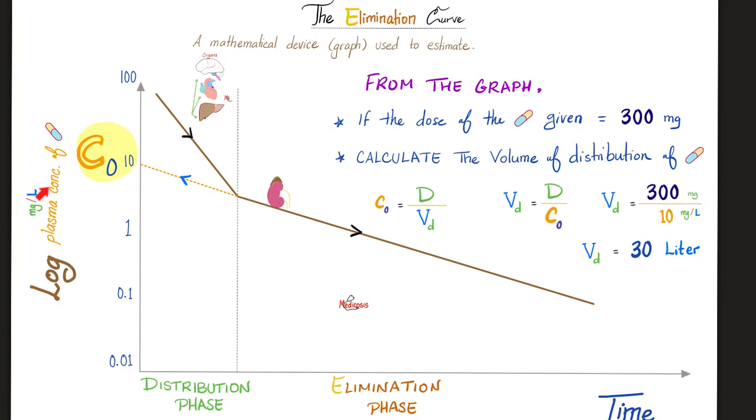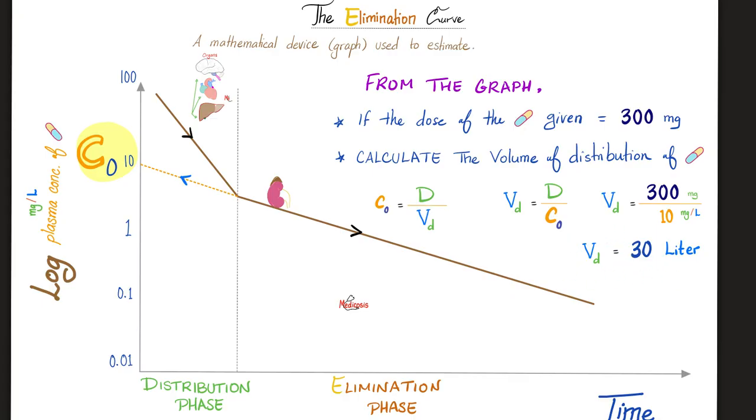10 of what? 10 milligrams per liter. 300 milligrams over 10 milligrams per liter. Milligram is going to cancel the milligram. The liter is the denominator of the denominator. It's going to become a numerator, and the answer is going to be 30 liters. This is your volume of distribution.